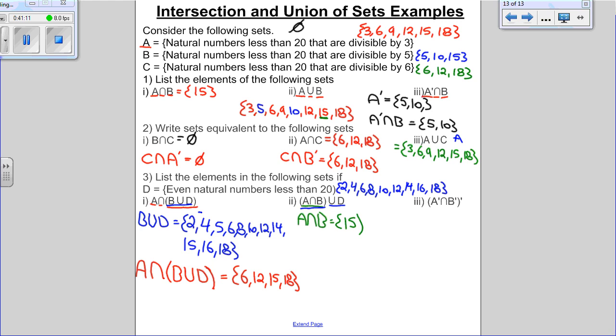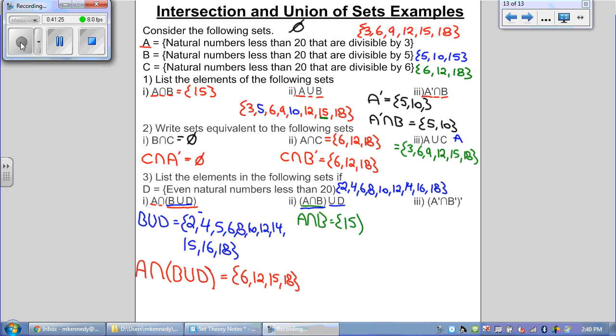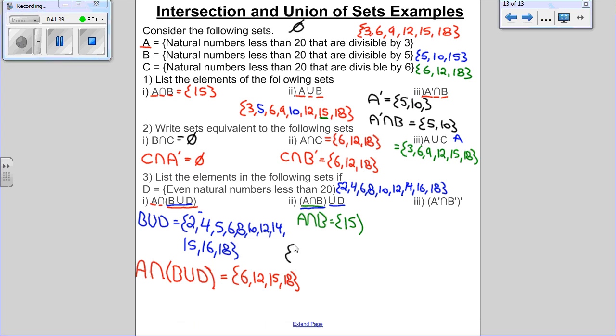So yeah, you're right. It's all the things in D, so it's all this list, plus you have to add the number 15 in there. So write out all those even numbers, and then add the number 15 to it. That's going to be a long one. 2, 4, 6, 8, 10, 12, 14, 15, 16, 18. That's everything in D and everything in my A and B.